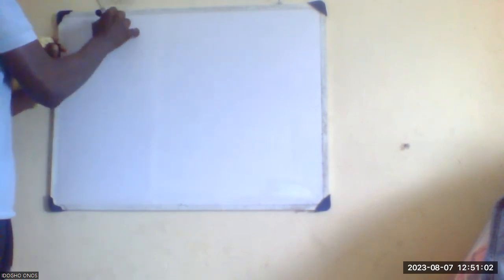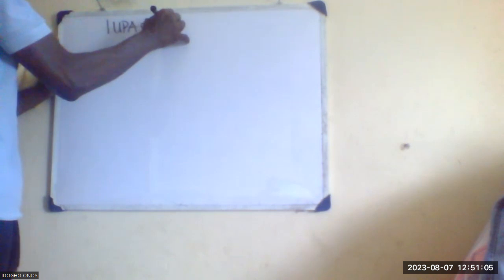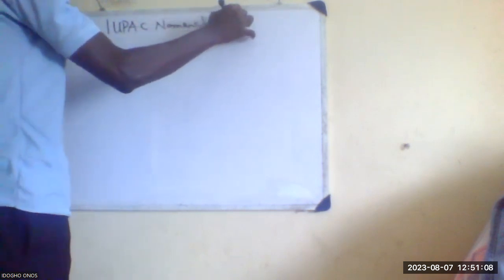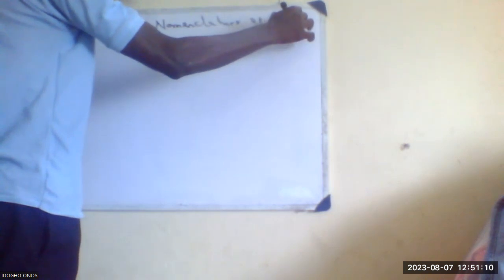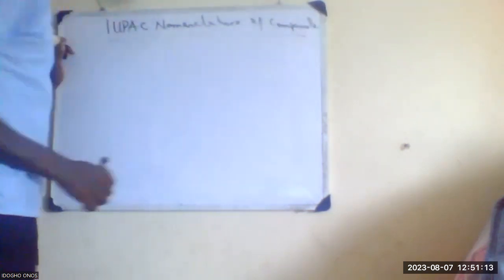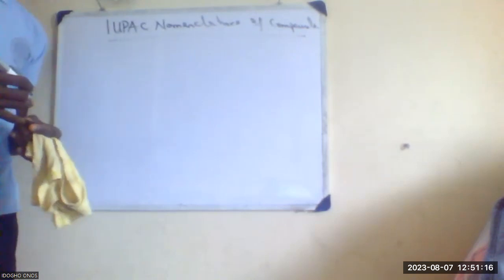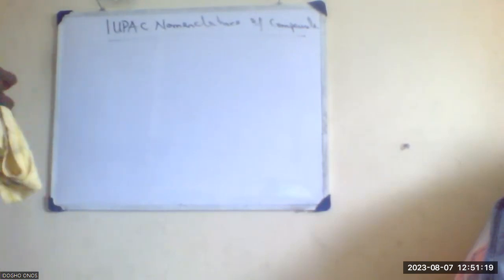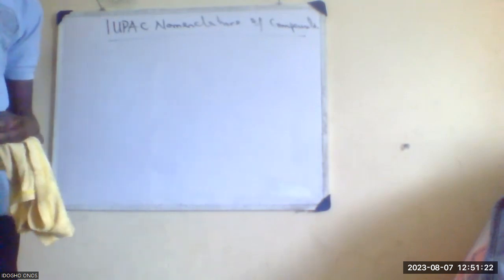Moving on now. IUPAC nomenclature of compounds. Remember, we have two types of compounds. Who can try? It's an interactive class also. I won't be the only one talking. So, types of compounds. In terms of what?